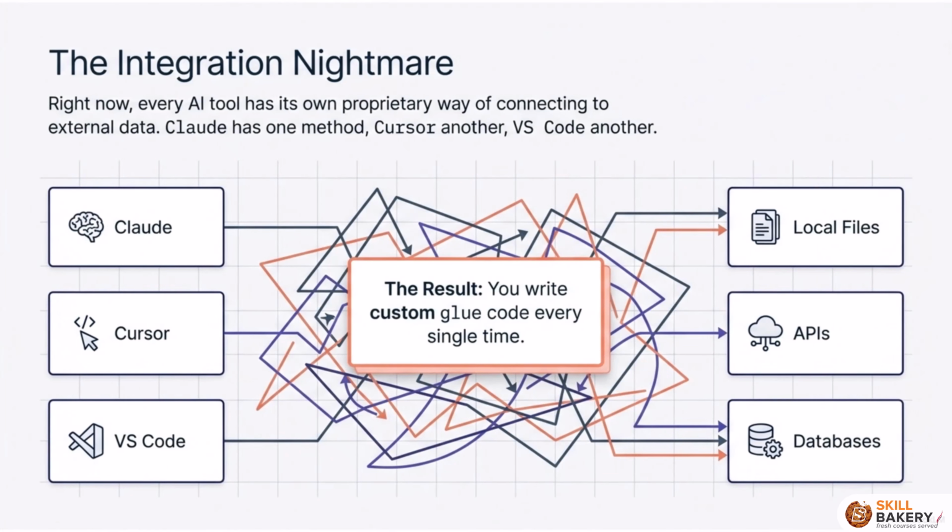Currently, every AI tool has its own proprietary method for connecting to external data. This lack of standardization means you often have to write custom glue code for every single integration.